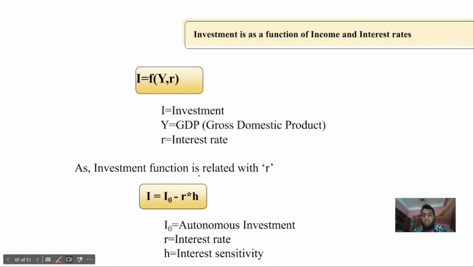So the investment function is related to r. So we can write I equals I naught minus rs. Here I naught represents autonomous investment, r represents interest rate, s equals interest sensitivity. From the equation I equals I naught minus rs, we can say that investment is inversely related to interest rates, meaning lower interest rates encourage more investment.